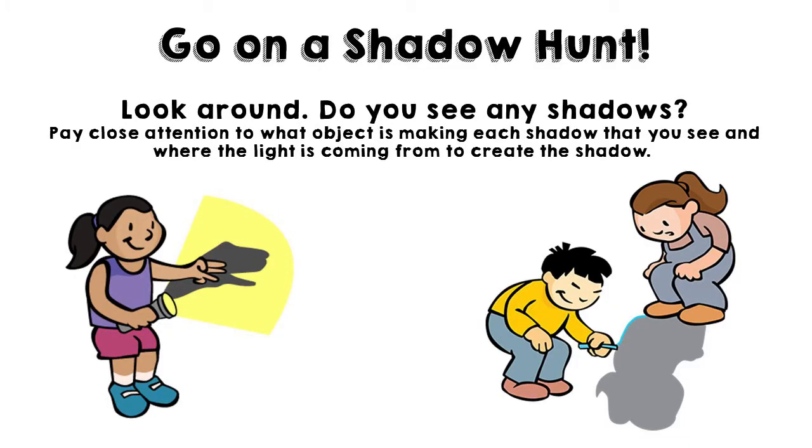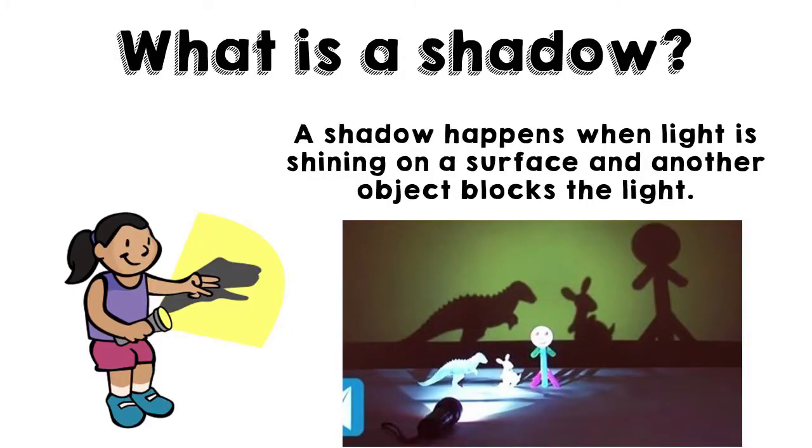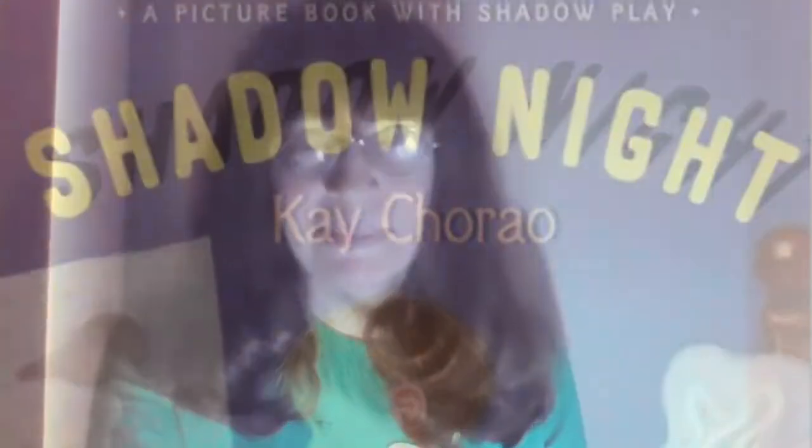So if I move my hand like this, what happens to the shadow? How does it look different than the shadow did before, and why? My hand is the same shape. So go ahead, take a look around. You maybe have some shadows, and you can go on a shadow hunt. Look around. Do you see any shadows? Pay close attention to what is making each shadow that you see and where the light is coming from to create the shadow. When you're done, we can share a story together all about shadows, and maybe you'll even learn how to make some of your own cool shadows. So try it out, and then we'll start our story.